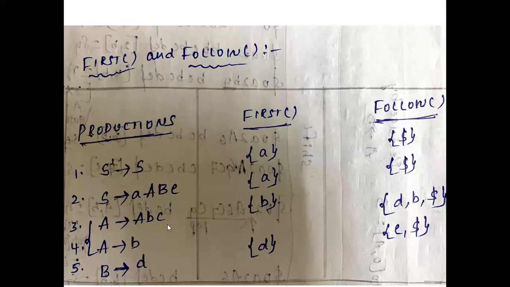By constructing this follow of A, we are having two rules where the A is appearing at the right hand side. See, S tends to AABE, A tends to ABC. Now make this A as a capital B. And what the beta is? Beta is a non-terminal capital B. That is first of beta is first of capital B.